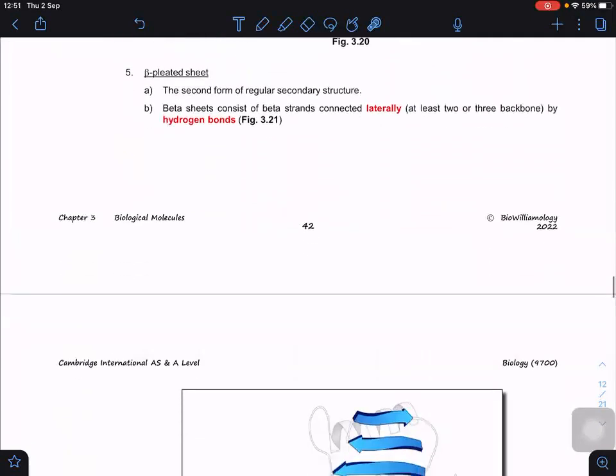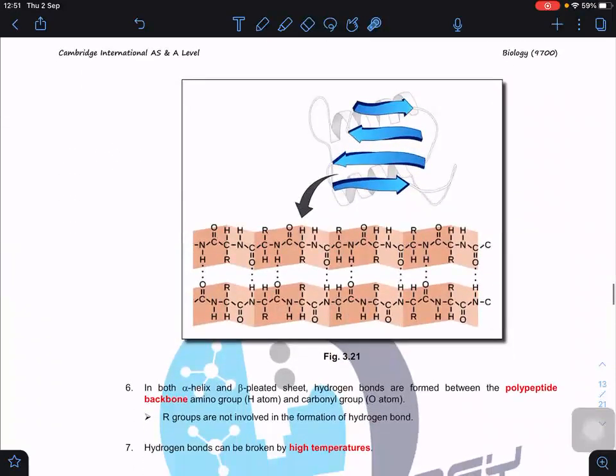So how about the beta pleated sheet? The beta pleated sheet is the second form of the regular secondary structure. This beta sheet consists of beta strands that connect laterally, at least 2 to 3 backbones, by hydrogen bonds. You can see that in this diagram. There's one strand, it makes a turn, then a second strand. One goes this way and then comes back like this. So this is called the beta pleated sheet.